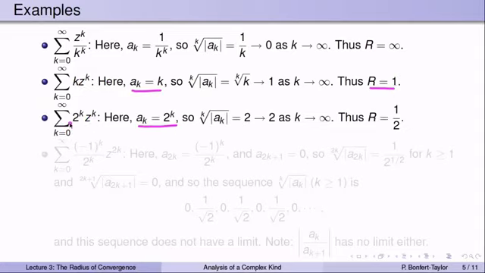So here my ak's are 2 to the k. If I take the kth root of 2 to the k, that's just 2. And as k goes to infinity, the 2 doesn't really change, and so the limit is 2. The radius of convergence, therefore, is 1 over 2, which is 1/2. Now let's look at this example.